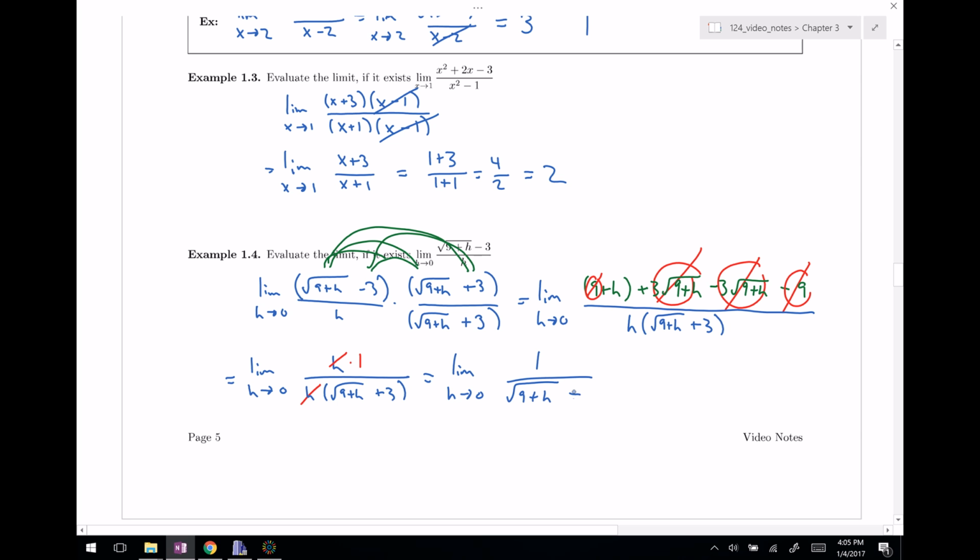And now the question, do you have any problem just plugging in a 0 everywhere you see an h? Is that in the domain of the function? And the answer is now yes, right? Something canceled so that we could actually evaluate this out. So if I plug in a 0 everywhere I see an h, I'm going to have 1 over the square root of 9 plus 0, that's going to be 9, plus 3.